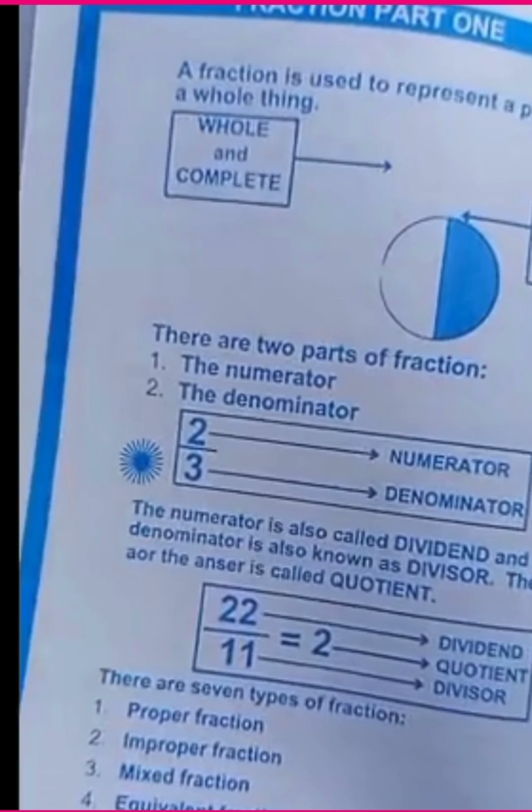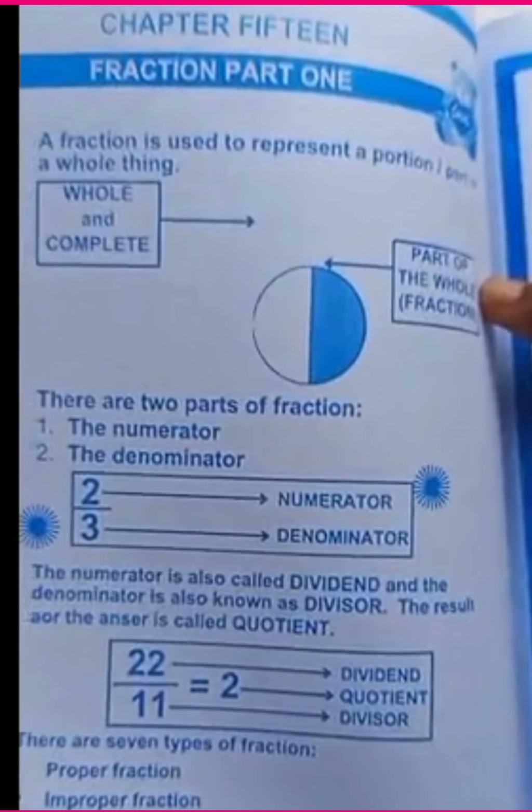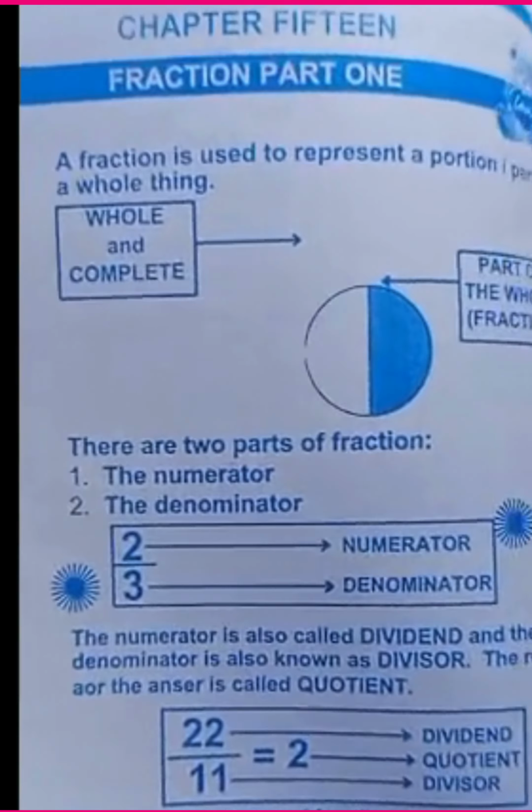Okay, look at fractions part 1. We divided the fractions into parts. We have part 1, part 2, part 3, and part 4 in different books. Part 1 is in Basic 3, part 2 in Basic 4, part 3 in Basic 5, and so on like that. Okay, look at it: the examples, the workings, the conversion of fractions, and then the activities.